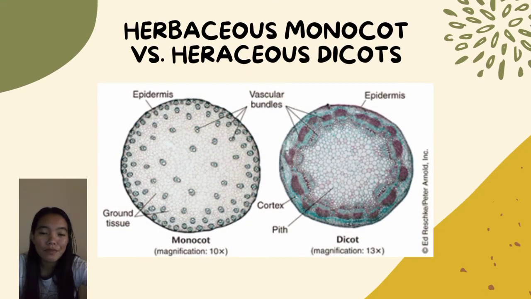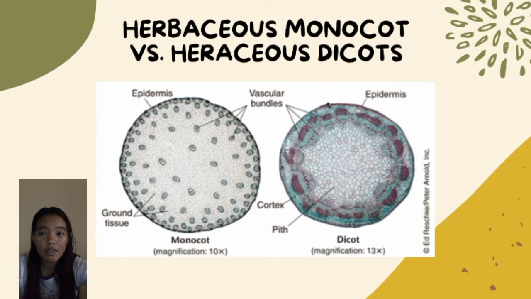Herbaceous monocot versus herbaceous dicot stems. Herbaceous monocot stems are the stems of monocot plants having randomly scattered vascular bundles in the cross-section, while herbaceous dicot stems are the stems of dicot plants having vascular bundles arranged in a ring.